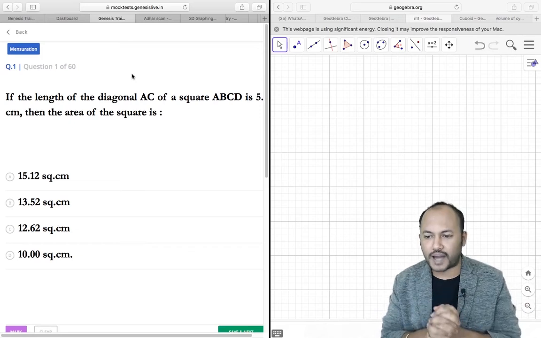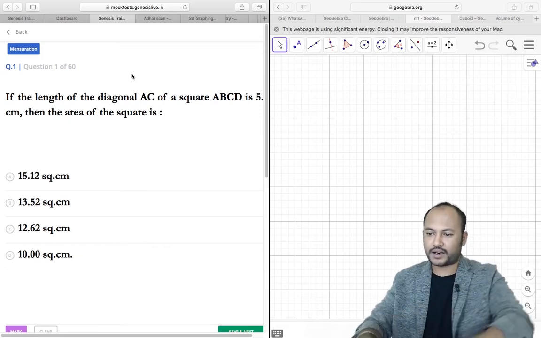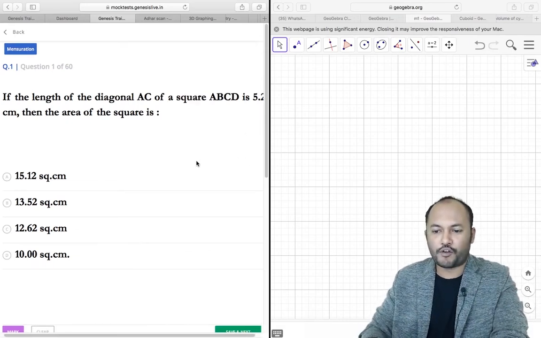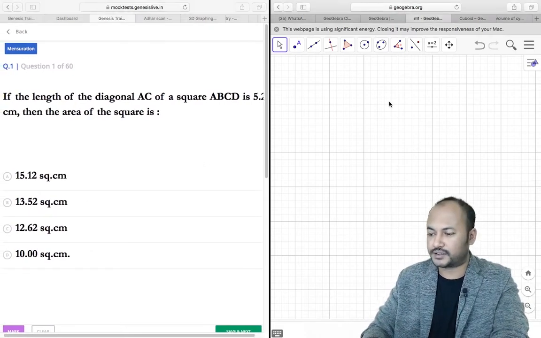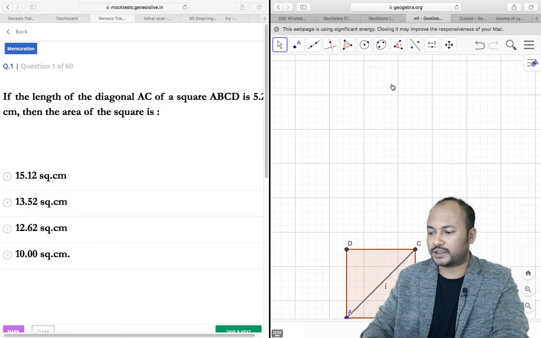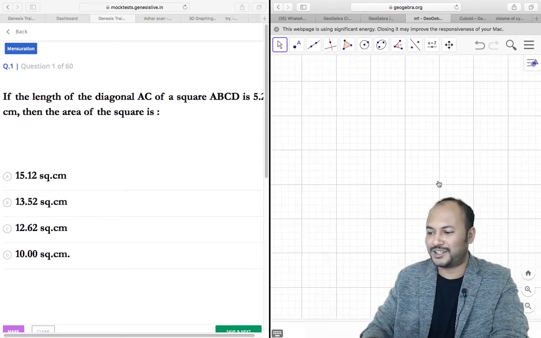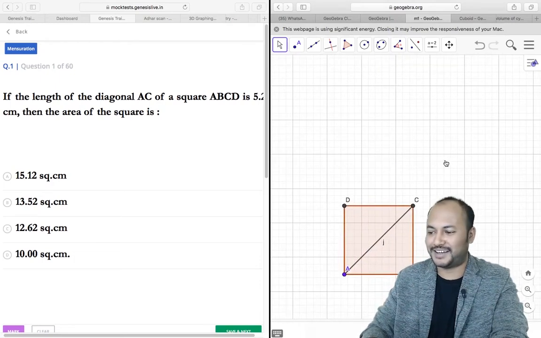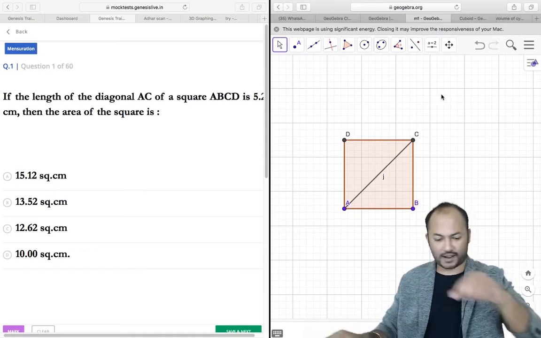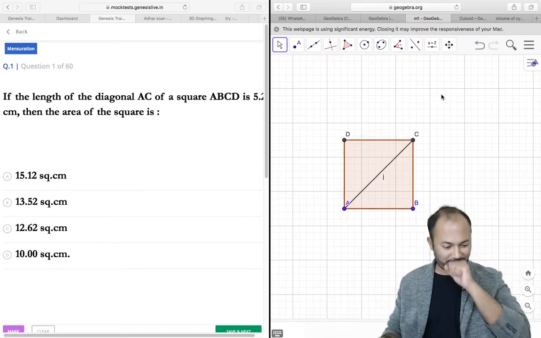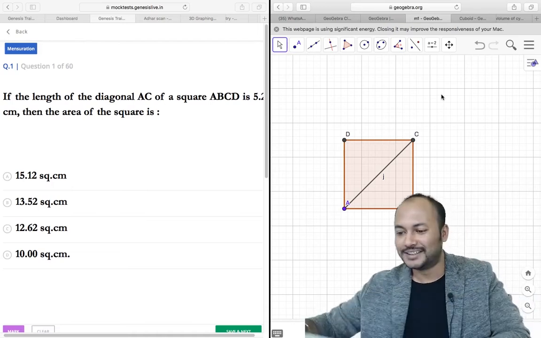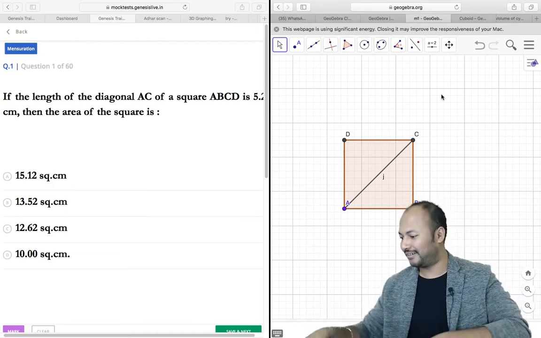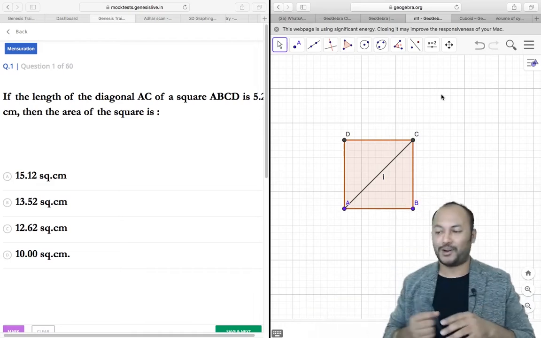If the length of a diagonal AC of a square ABCD is 5.2 centimeter, then the area of the square is, all right. So I have already done some work for you guys and I've come prepared today. Don't laugh. Where is my pen? There you go. All right, fine.